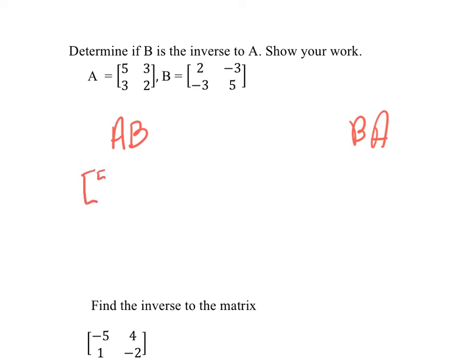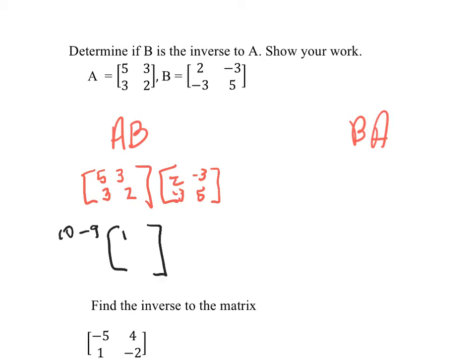So I say 5, 3, 3, 2. And then I have 2, negative 3, negative 3, 5. So first row, first column. 5 times 2 is 10. 3 times negative 3 is negative 9. 10 minus 9 is 1. First row, second column. 5 times negative 3 is negative 15. 3 times 5 is positive 15. I get 0.